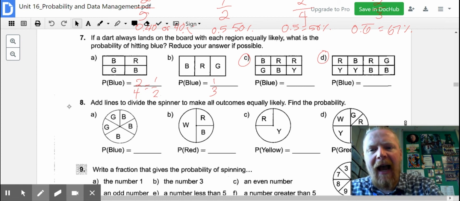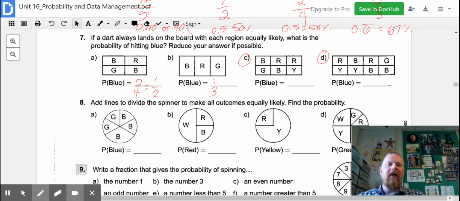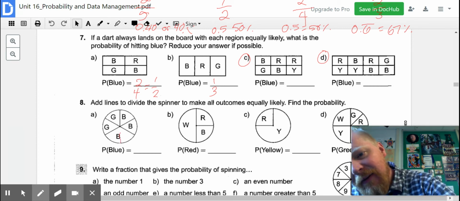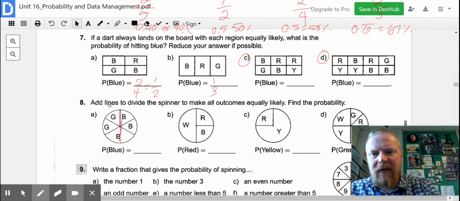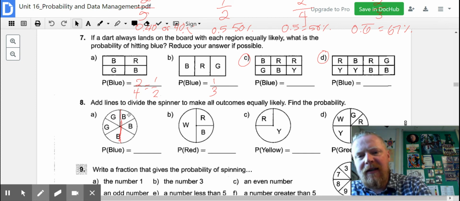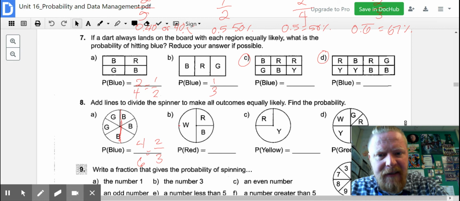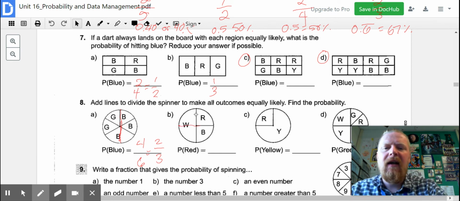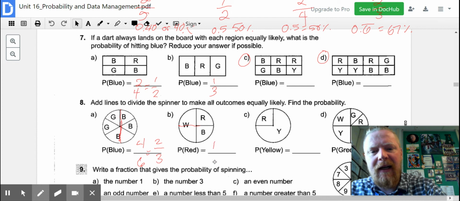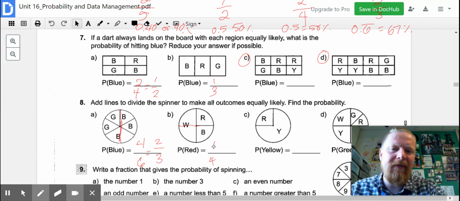Number 8, add lines to divide the spinner to make all the outcomes equally likely. Find the probability. So we're going to have to divide this one in 2 to make that equally likely. There we go. Now I've got 6 zones. The probability of getting blue is 1, 2, 3, 4 zones out of 6, which is equal to 2 out of 3 when I reduce. If I divide this W, white zone, in 2, then my probability of getting red is 1 out of 4 zones, which is about 25%.